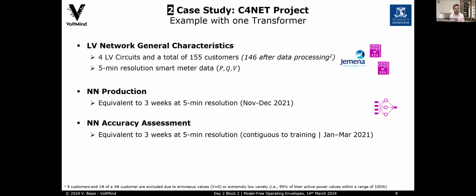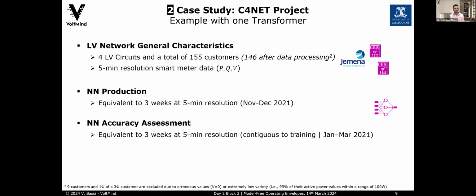Note that some customers were excluded from the calculations due to erroneous values, for instance, voltages equal to 0 or 100 volts through all the data, or extremely low variability in their data. In terms of the neural network production, we are going to use the equivalent of 3 weeks at 5-minute resolution.